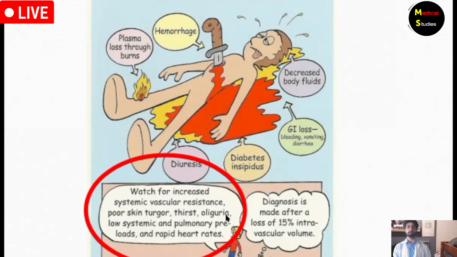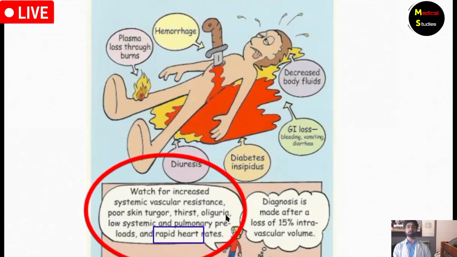That happens because of decreased renal perfusion in a case of hypovolemia, and there is also decreased blood flow towards the kidney, so a decreased amount of urine production. This is a very easy concept. Next, low systemic and pulmonary preload. What do you mean by this? This is a very easy thing for you. Preload is decreased because the fluid itself is low, and there is also rapid heart rate, always present in the case of hypovolemia.